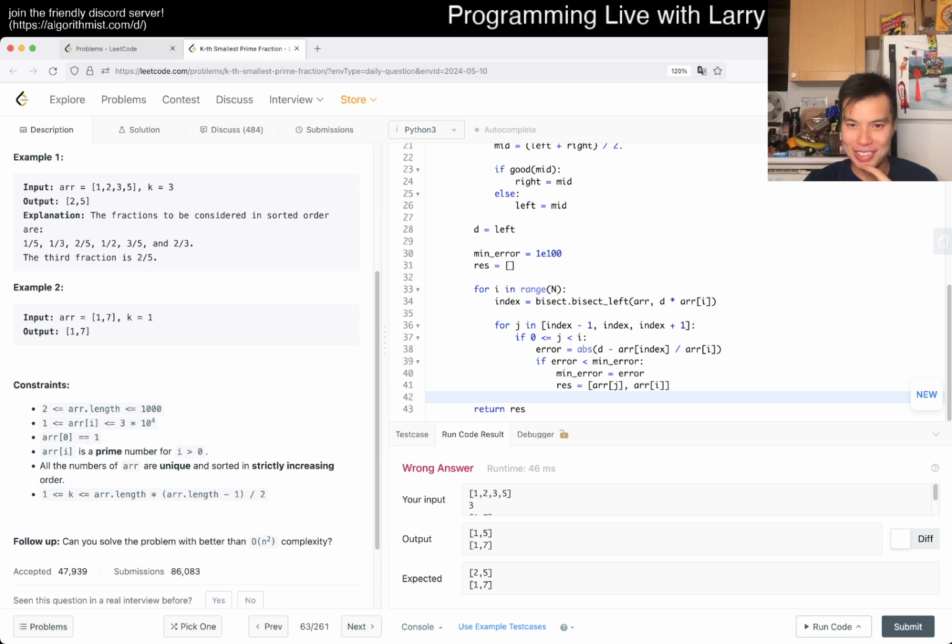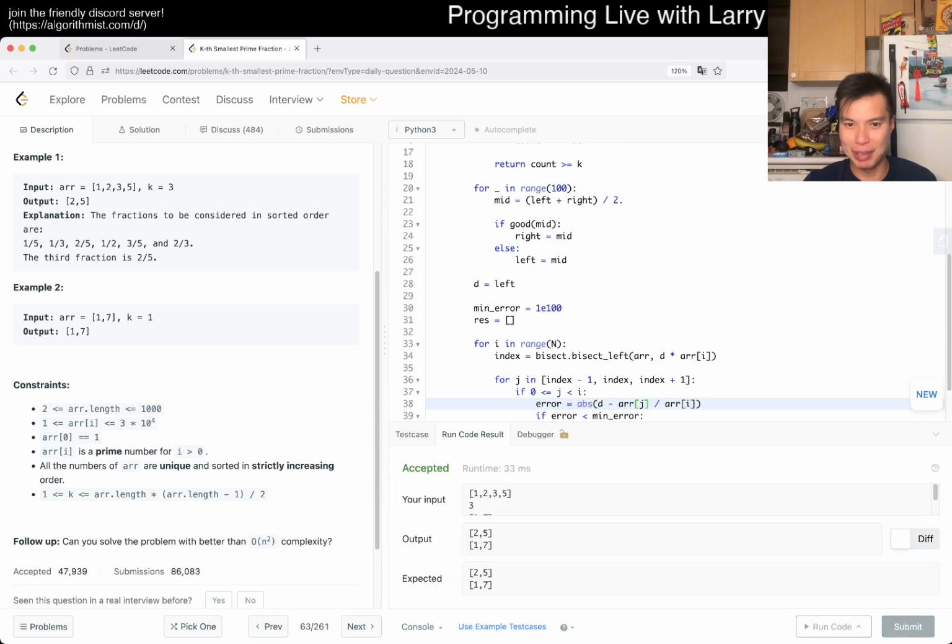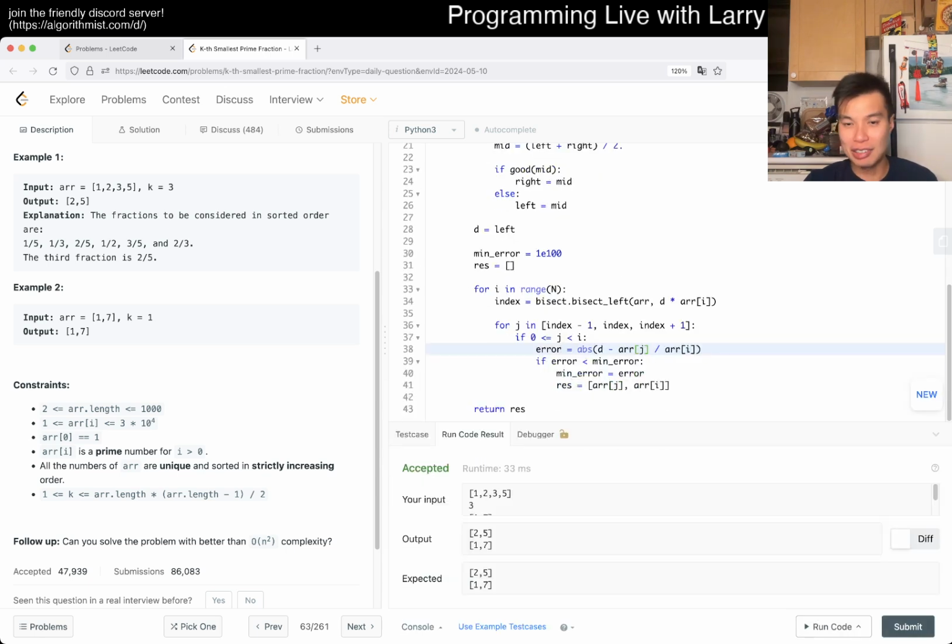Somehow that made it worse. Why? 1/5 to 2/5? What did I do? Oh, because I still have index here because I just copy and pasted one. Okay. So this looks good. Let's give it a submit.